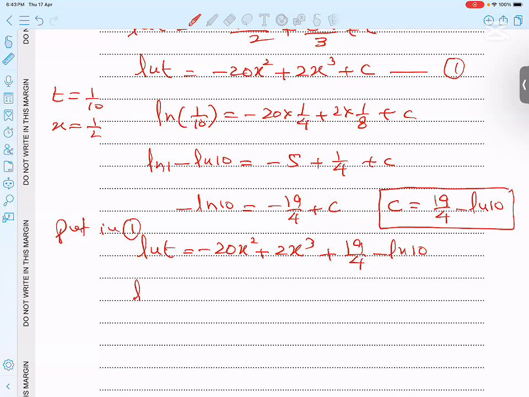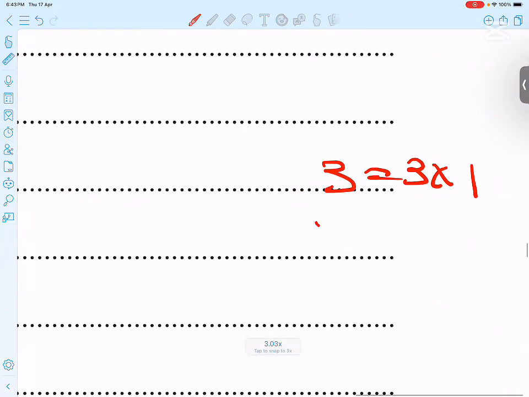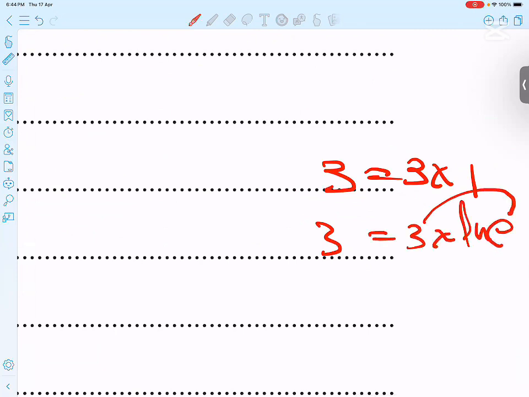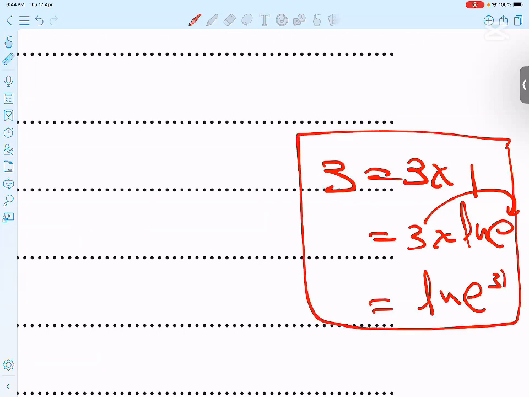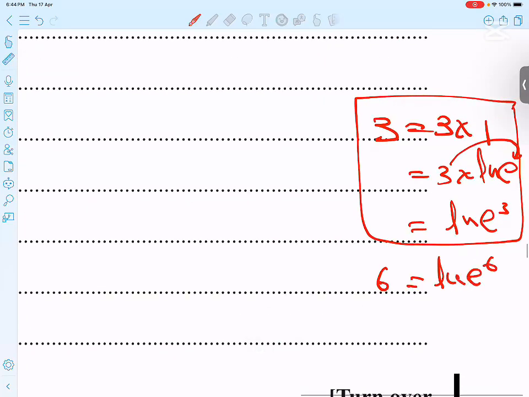So, before I start, I just tell you students, for example, this 3, we can write 3 into 1. And 1 I can replace by ln e, and this 3 will go in the power. It means ln e to power 3. It means they are the same. So in future, if I have a 6, you can write ln e to power 6. If you have k, you can write ln e to power k.